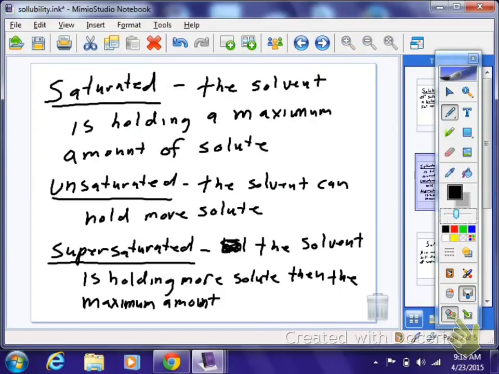You should have terms something similar to this. They're not exactly what the book definition is, but they're really close. Saturated: the solvent is holding a maximum amount of solute. So if it's saturated, it's maxed out. Unsaturated means that the liquid that the solid's dissolved in, called the solvent, can hold more solute. So you can put more in if you wanted to.